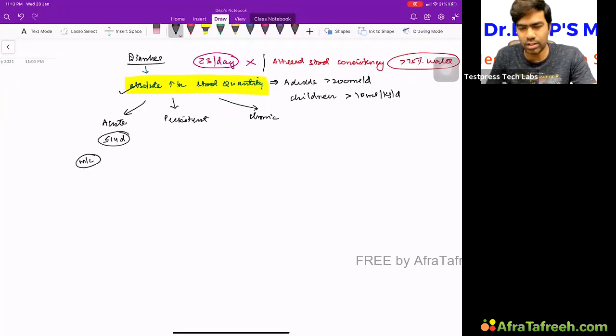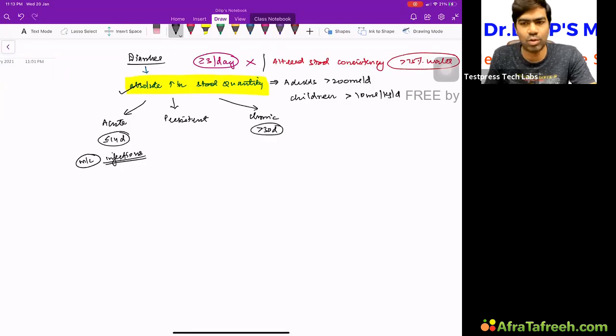The most common reason, or invariably most of the time, acute diarrhea will be infectious in nature. There will be some infection. It could be dangerous or non-dangerous, but some infection is the reason for developing acute diarrhea. When you come to chronic diarrhea, whenever diarrhea exceeds 30 days, more than a month, that is what we define as chronic diarrhea. Usually chronic diarrhea will be non-infectious.